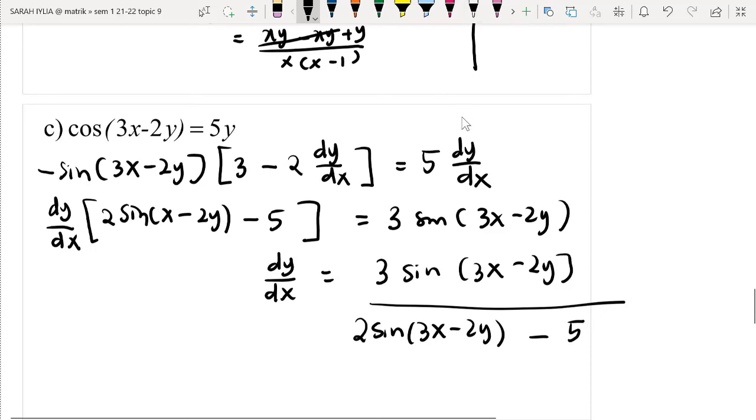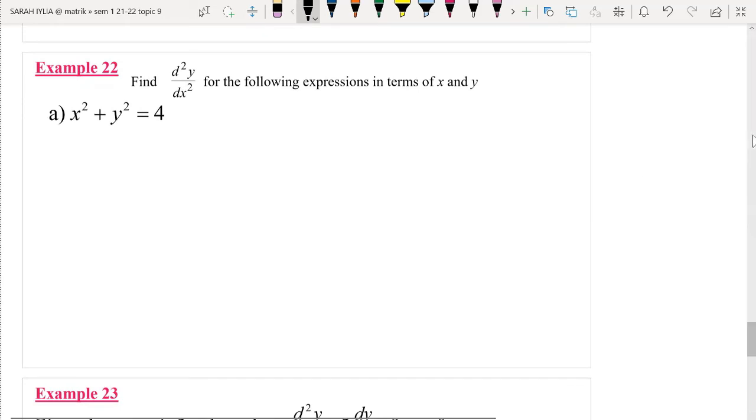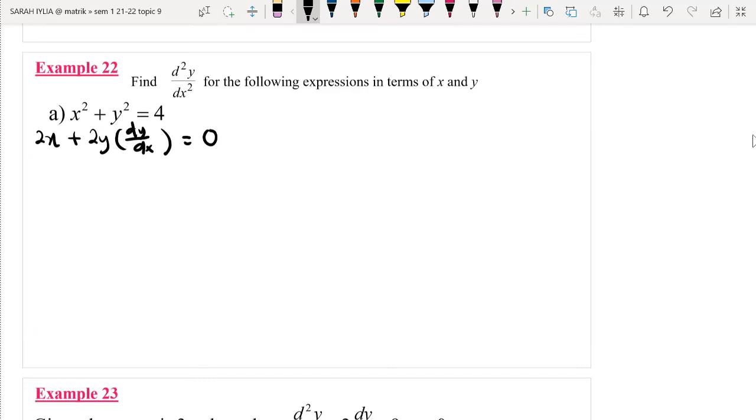Let's go to the next one. Find the second derivative for the following term. Second derivative means we differentiate twice. Only then does the second derivative appear. Okay, we start with the first one, x squared plus y squared equal to 4. So, differentiate x squared, we get 2x, no problem. Differentiate y squared, we get 2y dy dx, once again no problem. Differentiate 4, we get 0. Done. Okay, but we don't stop here because the question wants d squared y over dx squared.